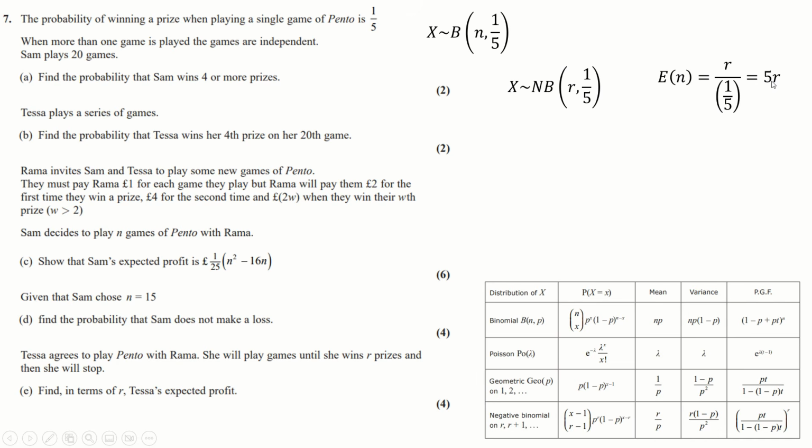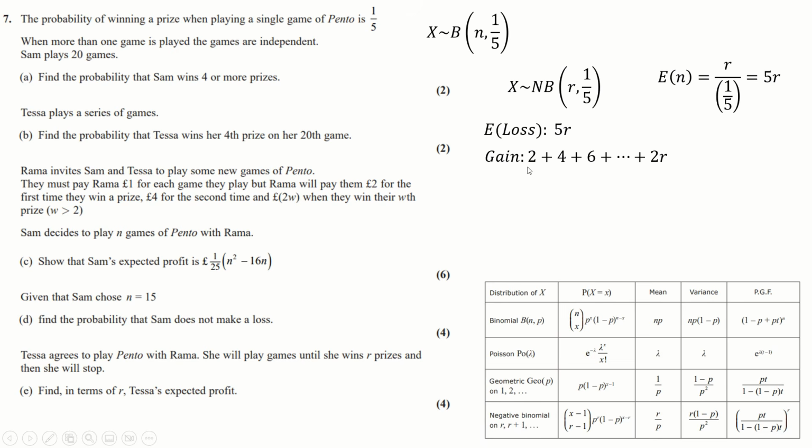So the expected number of games, if you're trying to win R prizes with a probability of a fifth, the expected number of games that you need to play is 5R. It's because that's the mean here. So that means the expected loss is also 5R, because you lose £1 every time you play. So she's expected to lose 5R. Now, how much does she win? Well, she's going to win 2 plus 4 plus 6 plus all the way up to 2R, because she's going to play until she wins R games. So she's going to win this.